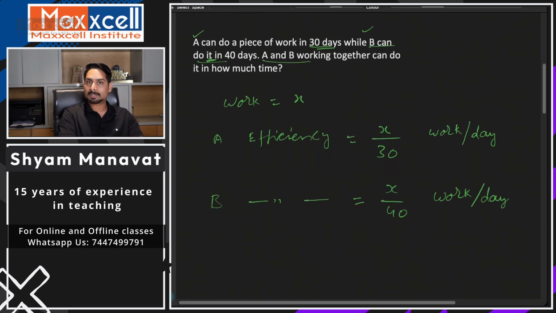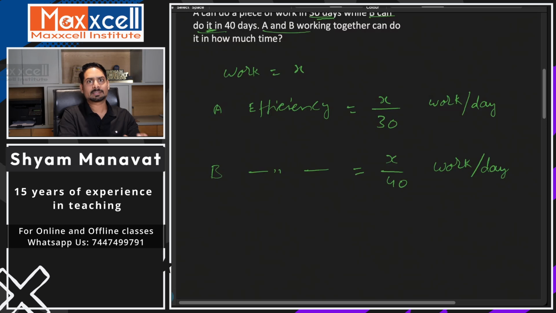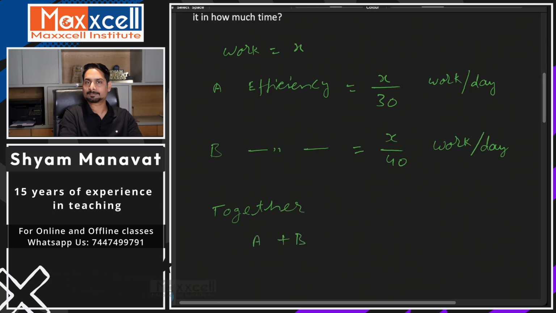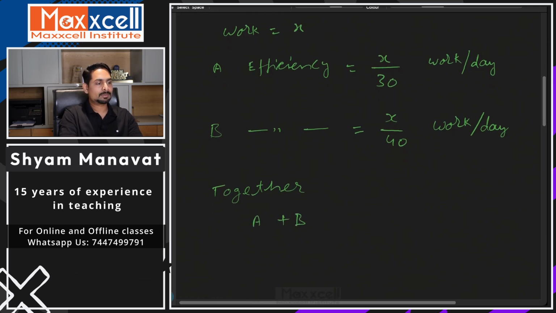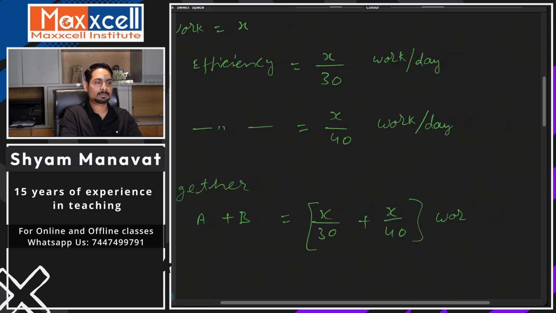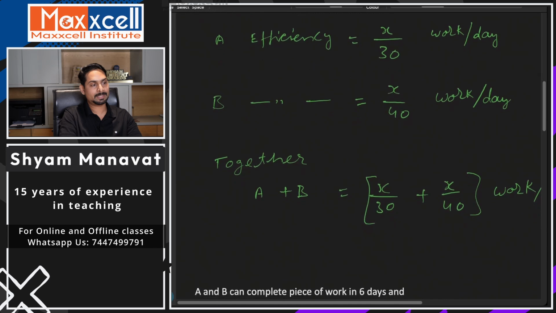Now when both of them are working together, they will be working with together efficiency. So together, their efficiency will be A plus B, right? So for A it's X upon 30, and for B it's X upon 40. That much work per day. Is that clear? That much work per day, right?